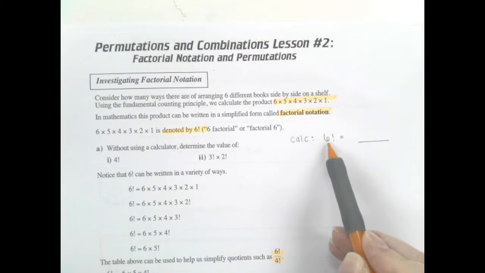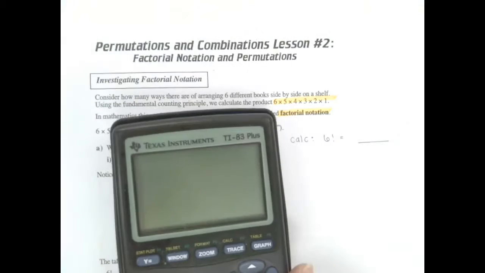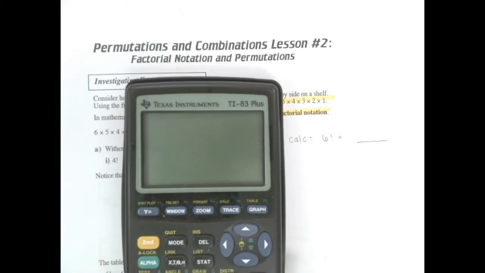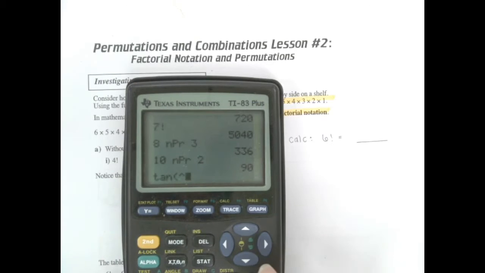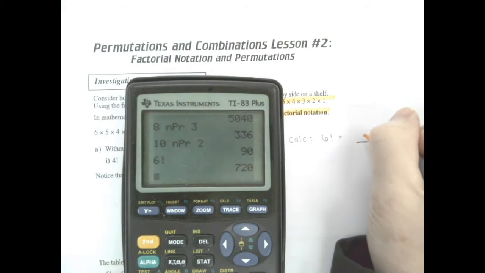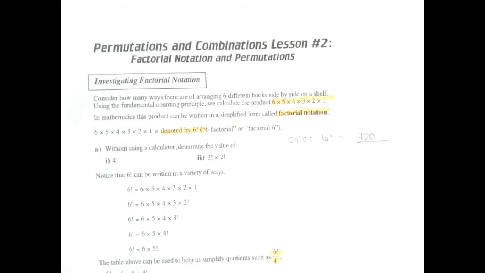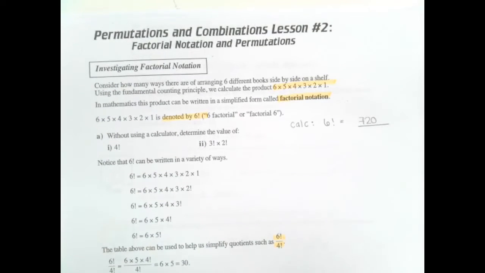So on my calculator, I could do 6 and then find the factorial button. So clear that out. 6, go to math, slide over to probability, and it's number 4, the exclamation mark. So 6 factorial is 720. Isn't that great? That shortens things up a lot, so we'll use that quite a bit.